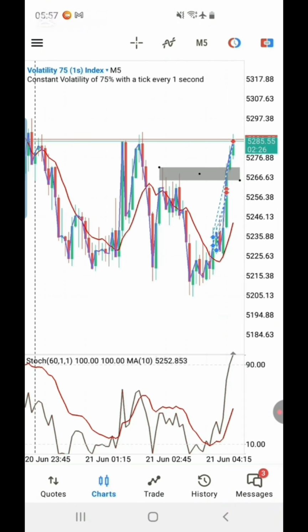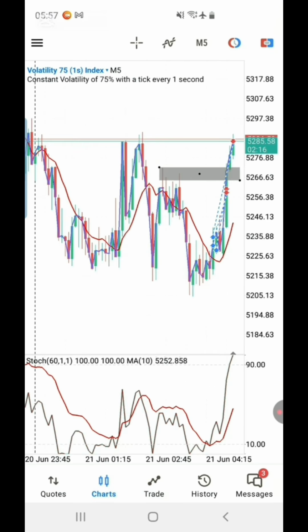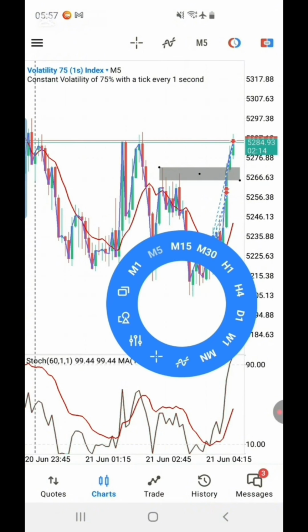All right, for now we are done with this one. I'm going to be waiting for the next setup, but just know that our next target should be 200 in the next one. So let's see how it goes, guys.